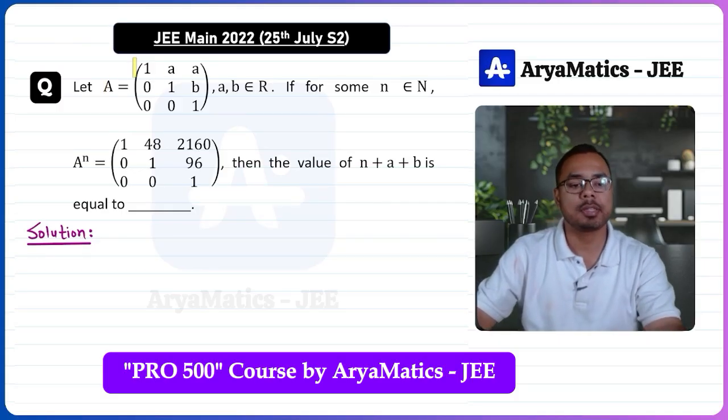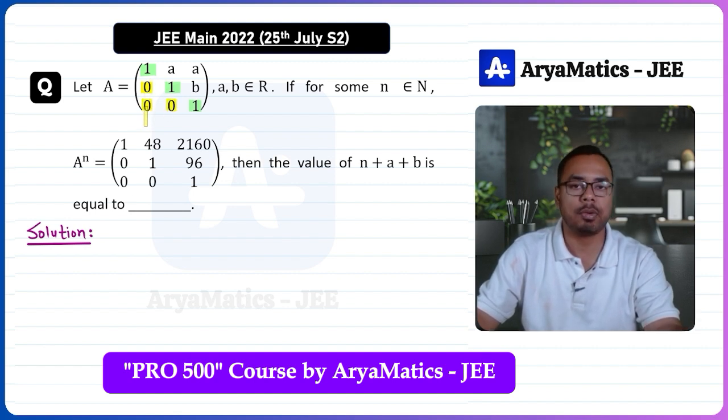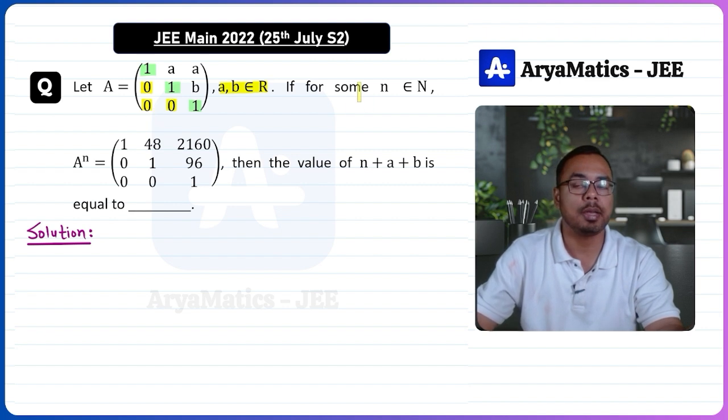We have this 3 cross 3 matrix A, and in this matrix A on the diagonal we have 1, and the elements which are below the diagonal are 0. That means it is an upper triangular matrix, right? In case of an upper triangular matrix, the elements below the principal diagonal are 0, and there are two unknowns, A and B. The other three entries are A and B.